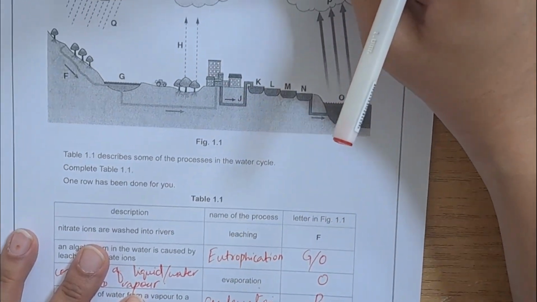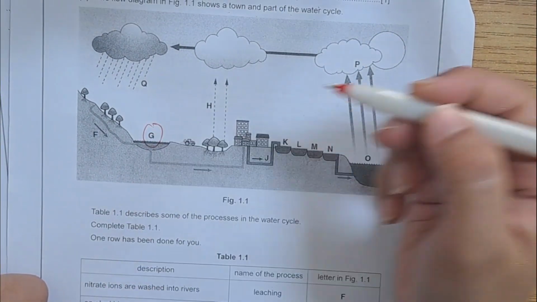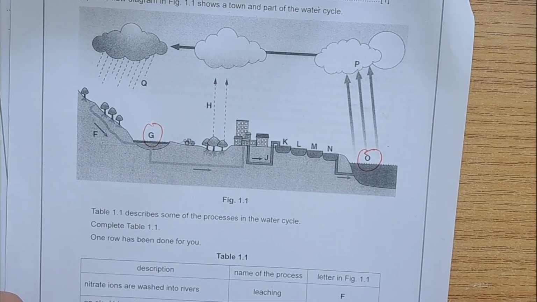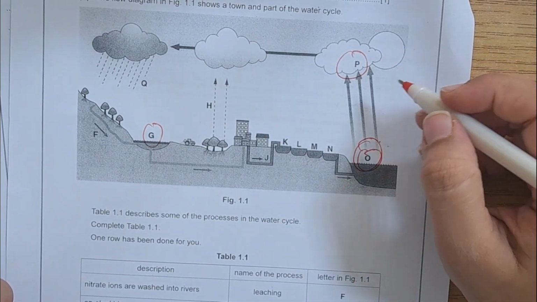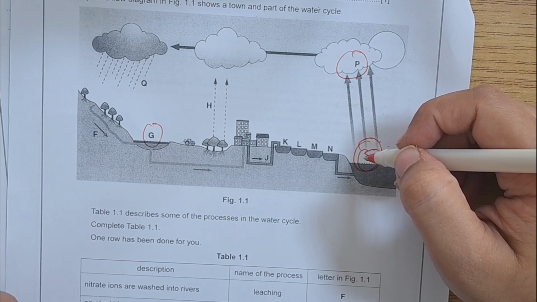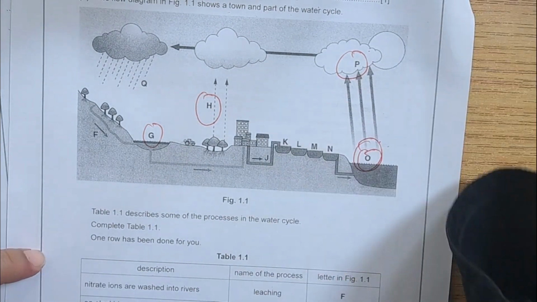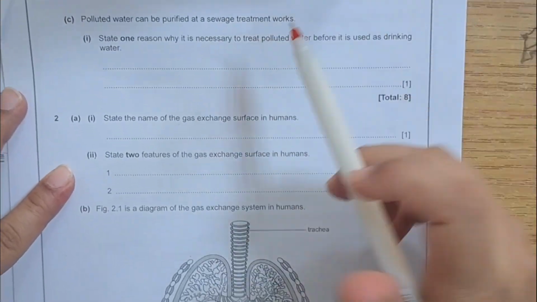Right now, please look at the diagram. Eutrophication was either G or O. Sorry, conversion of liquid to vapors is going to be O. Conversion of water from vapors to liquid was P. Loss of water vapors from the plant surface was H. Right? Okay, next question was, polluted water can be purified at sewage treatment.